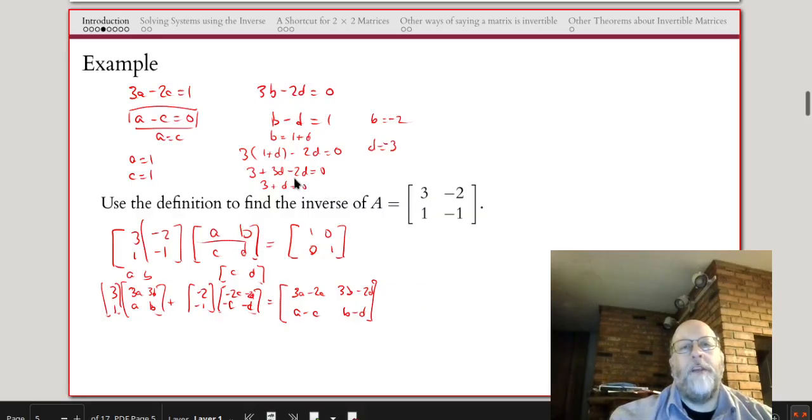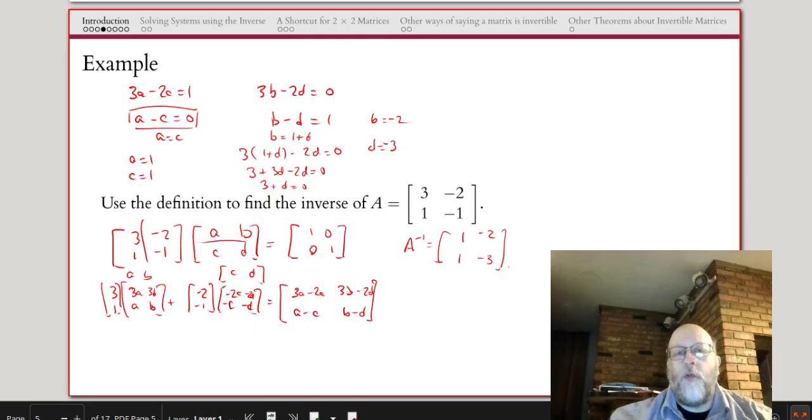And so by definition, the inverse is going to be A, which is 1, B, which is -2, C, which is 1, and D, which is -3. And that gives us the inverse directly using the definition, but later on today we'll see a shortcut for being able to do this without having to use the definition. All right?